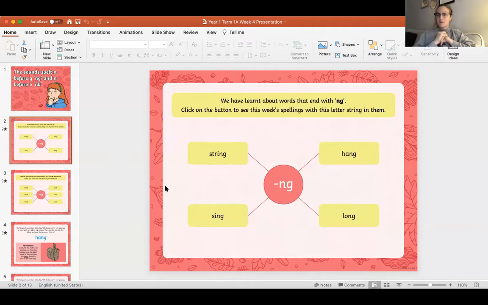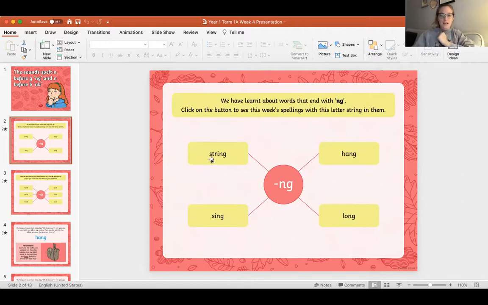Let's say ing a few times. Ing like the queen, ing, ing, ing. Ing like a robot, ing, ing, ing. Ing like a dinosaur, ing, ing, ing. Make sure you're practicing. All right, let's sound out a few words that have the ing sound in them.